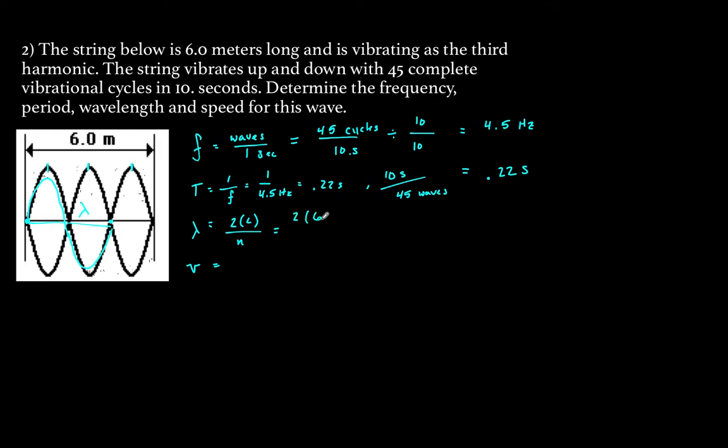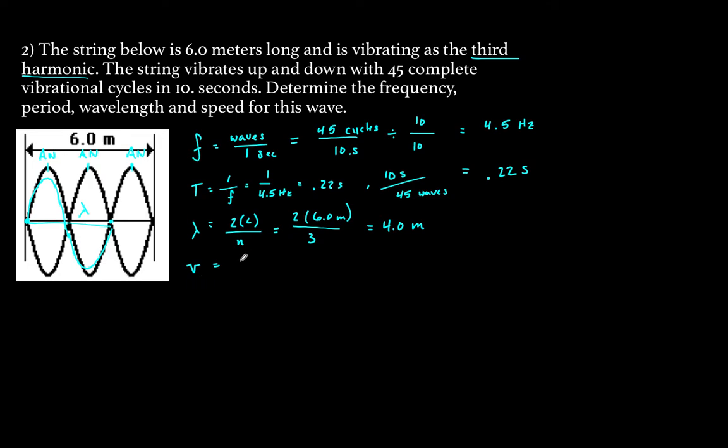So I take 2 times 6.0 meters, and I divide it by n. You can notice two things: A, it tells you it's the third harmonic, or B, since it has 3 antinodes, 3 points of very large amplitude, your harmonic is 3. So 2 times 6, 12, divided by 3 is 4, so a wavelength of 4.0 meters with my 2 sig figs.